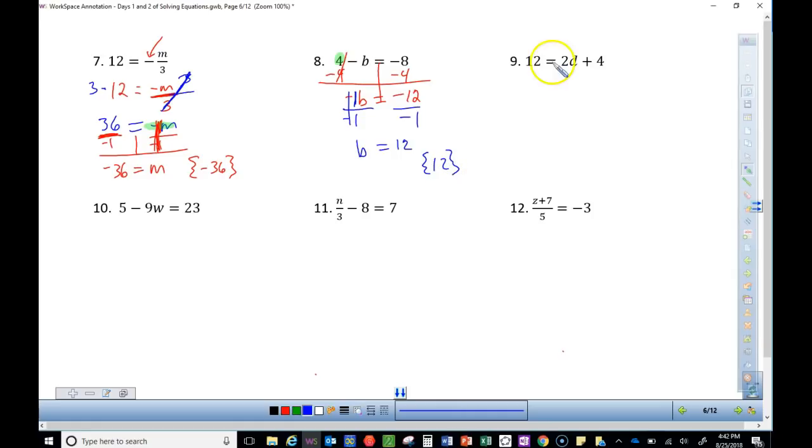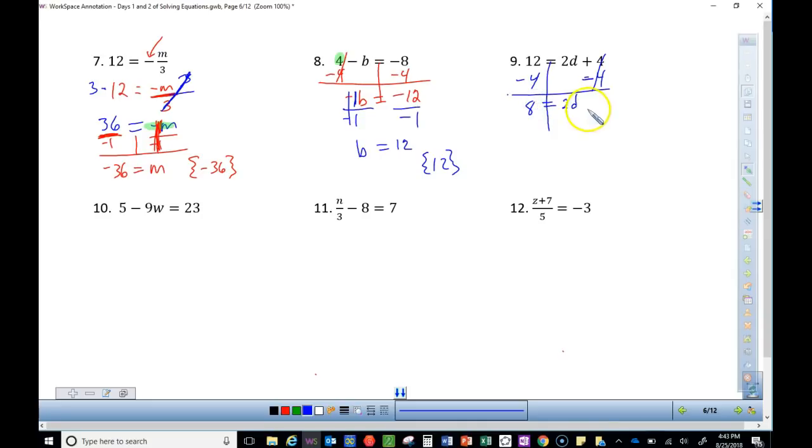All right. So this one, we've got multiplying and addition happening. We always do inverse operations. So first we'll get rid of any sort of adding or subtracting. So to get rid of plus 4, we'll minus 4. Got to do it to both sides. So we'll have 2d equals, and 12 minus 4 is 8.